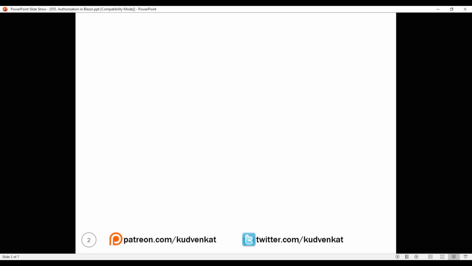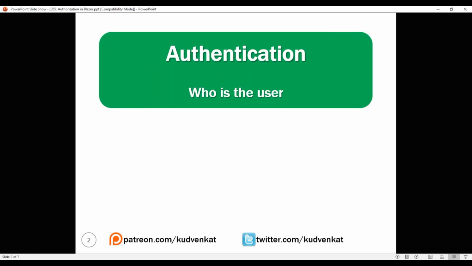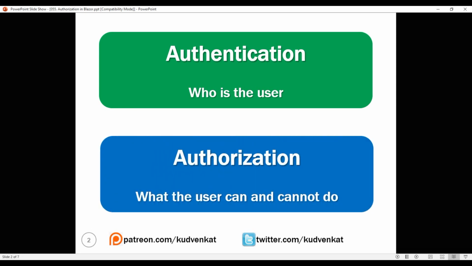Authentication is the process of identifying who the user is. Authorization is the process of identifying what the user can and cannot do. For example, if the logged in user is an administrator, he may be able to create, read, update, and delete orders, whereas a normal user may only view orders, but not create, update, or delete orders.